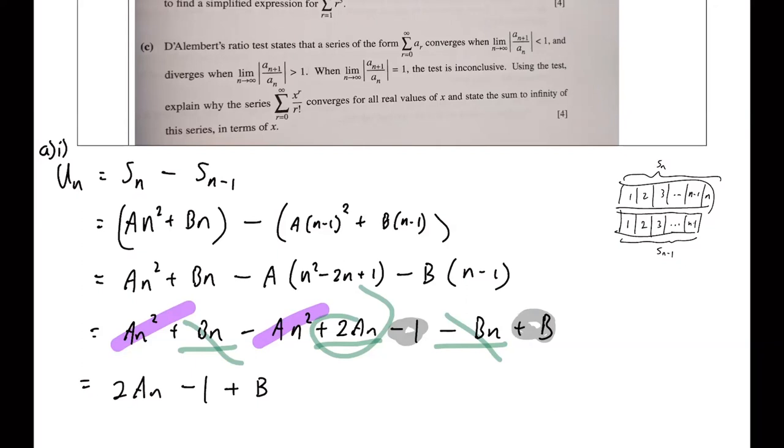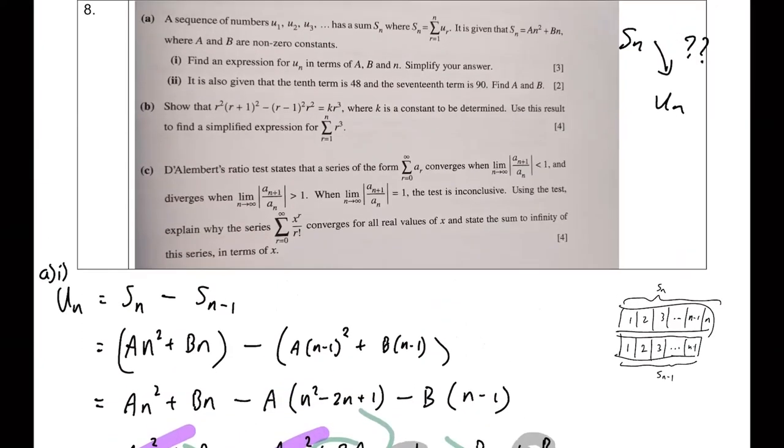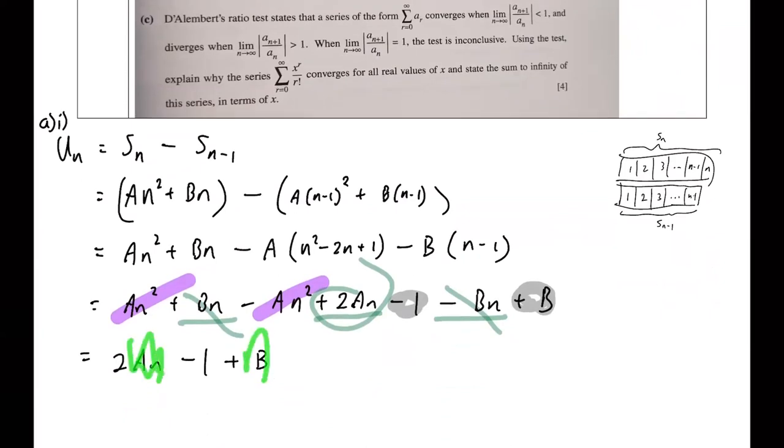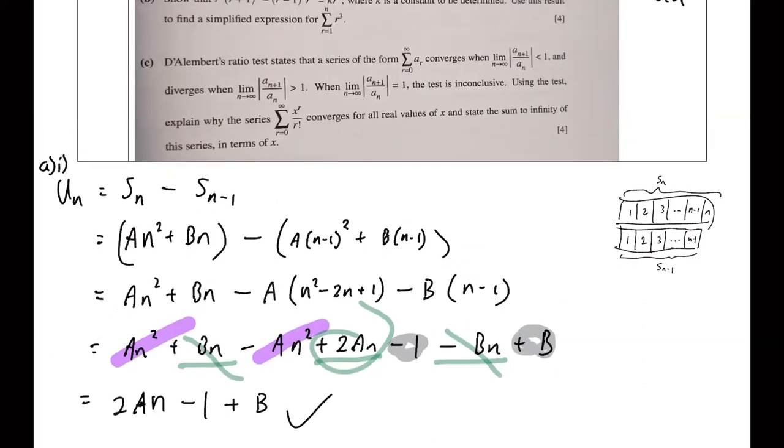Let's read the question again. What did they say? Find an expression for un in terms of a, b, and n. A, b, and n. Okay, good. My expression is done. Maybe just to make it look a bit neater, it's a times n, not a subscript n. Okay, that's part 1 done.